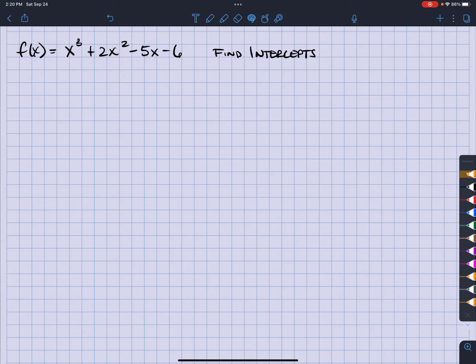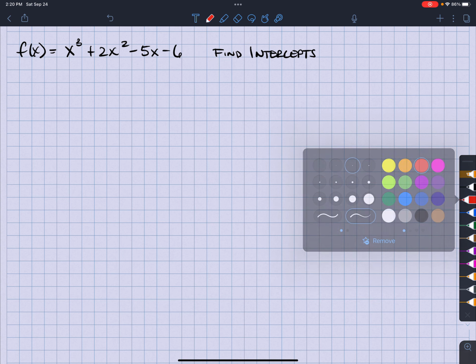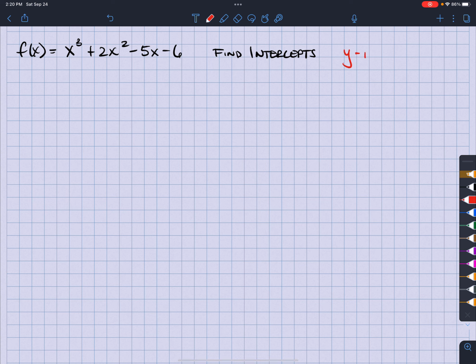All right, so we're given a polynomial function and we are to find the intercepts. So one of the ones that we know is the y-intercept. And for the y-intercept, we know that x is equal to 0. So let's find that. That means I'm looking for f of 0.